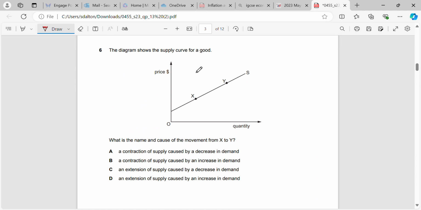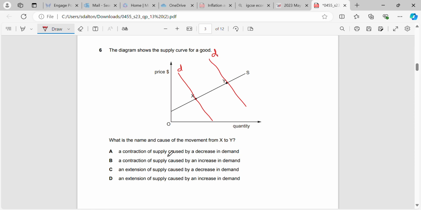Question 6. The diagram shows the supply curve for a good. What is the name and cause of the movement from X to Y? Okay, so we think about it. What's got to cause this? It's got to be a shift to the right in demand, right?